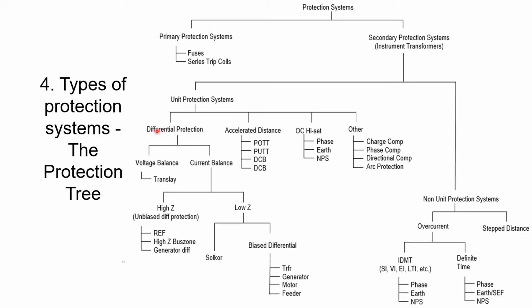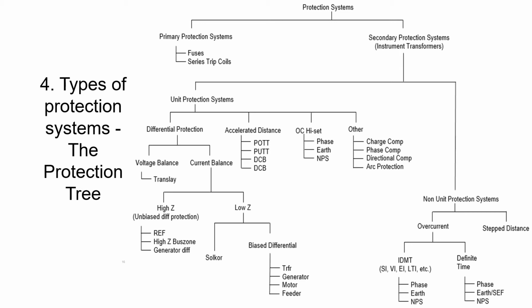So we can have differential protection, accelerated distance, overcurrent high set, and other. Differential protection systems could be voltage balance or current balance, current balance being the most common. We can have high impedance, such as restricted earth fault, high impedance busbar or generator differential, or we could have low impedance, where we have bias differential, sole core, etc. Accelerated distance, we could have permissive overreach transfer tripping schemes, permissive underreach transfer tripping schemes, etc.